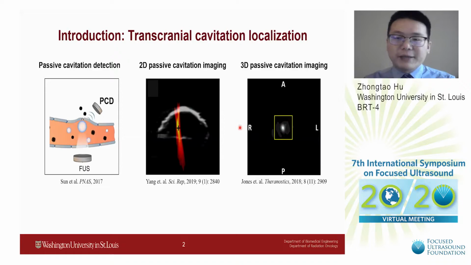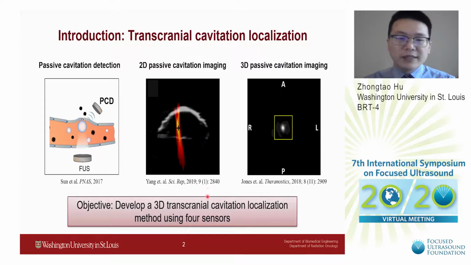2D and 3D passive cavitation imaging can provide the spatial location information, but it requires phased arrays and time-consuming computation algorithms. The objective of my work was to develop a 3D transcranial cavitation localization method using four sensors.